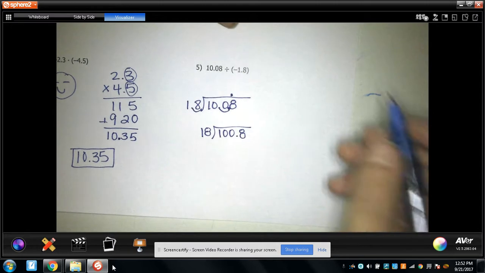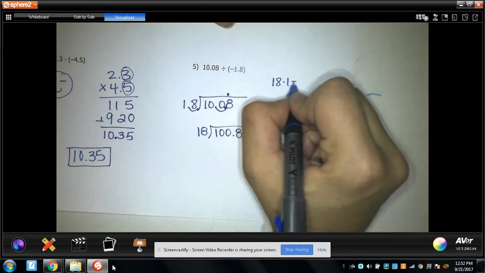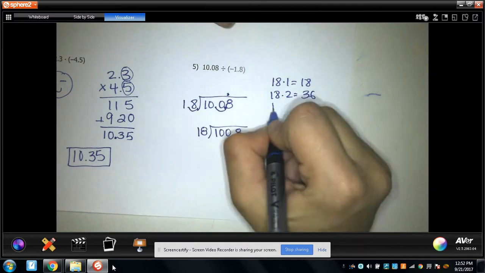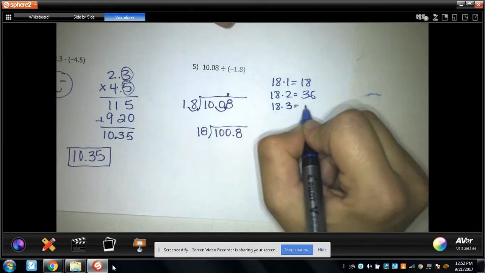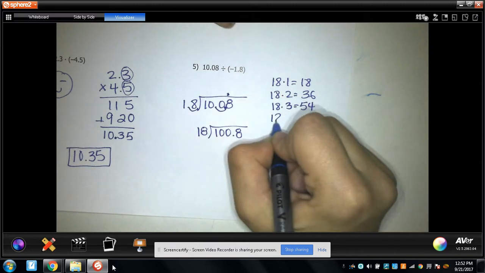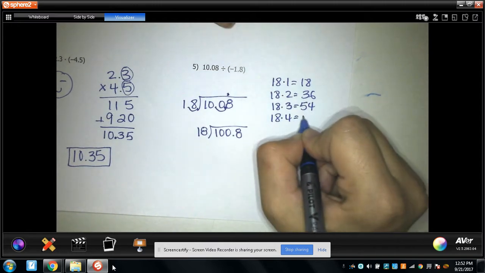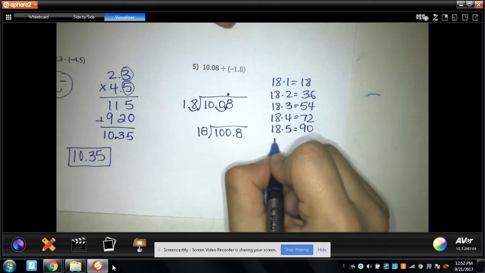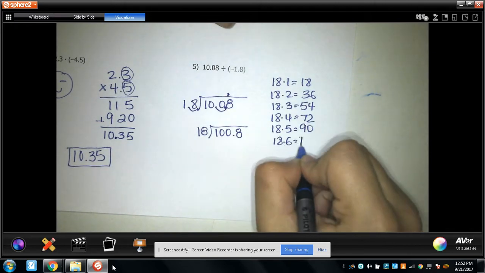Now you might be like me and you might not know your 18 facts really well. So to the side, sometimes I just quickly jot down the multiples so that makes long division really easy for me. Okay, now I'm ready to start.